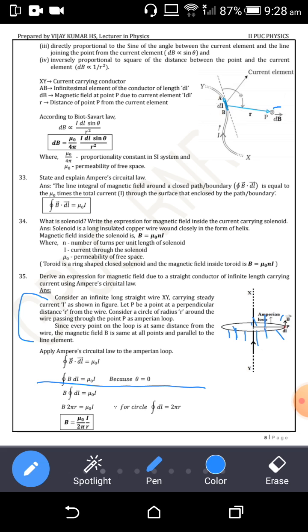So B is equal to mu naught I divided by 2 pi r. This is the expression for the magnetic field due to a straight conductor of infinite length carrying current, obtained by making use of Ampere's circuital law, which is important, and they keep asking it for 3 marks.